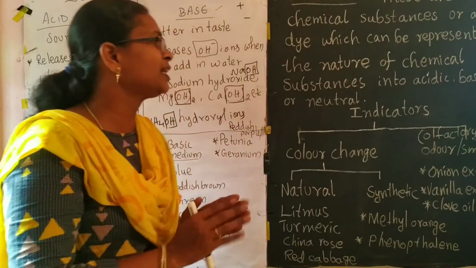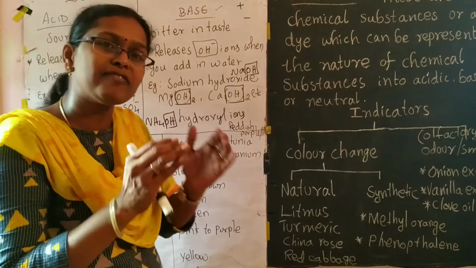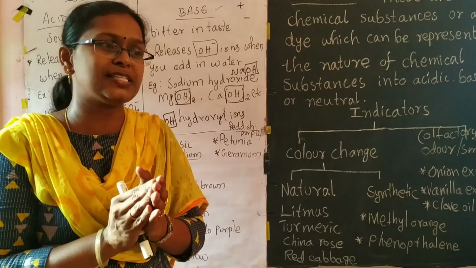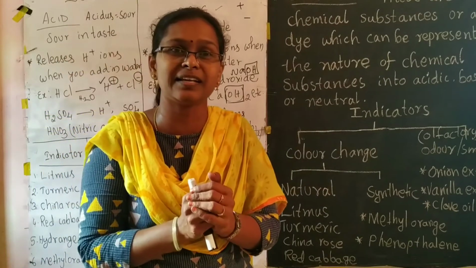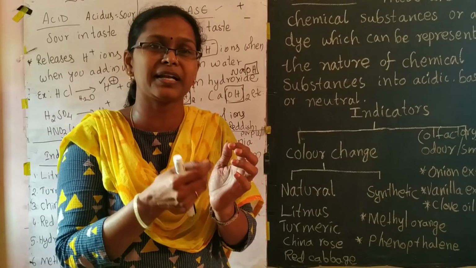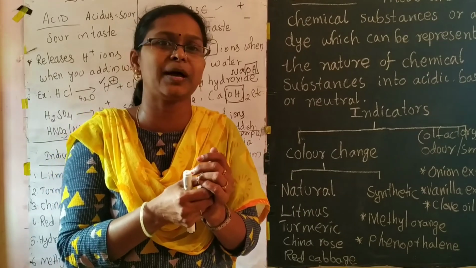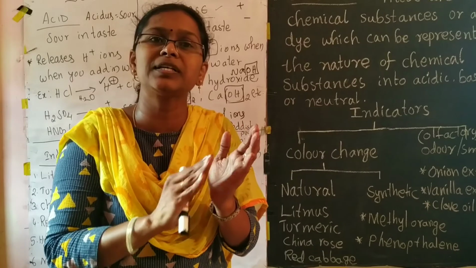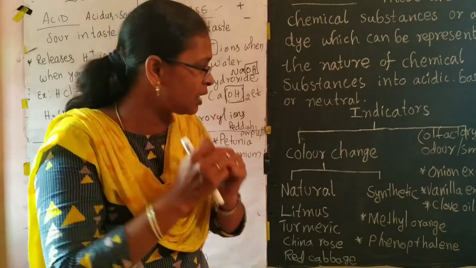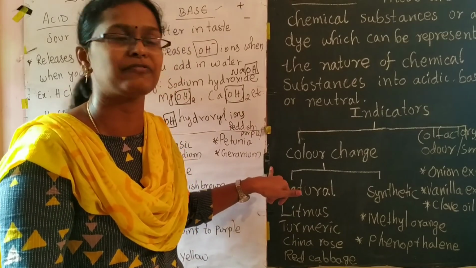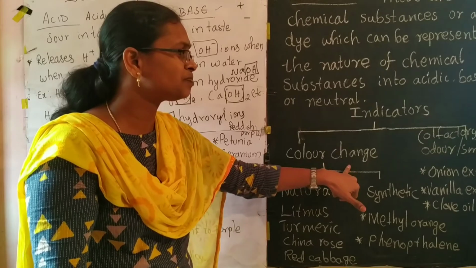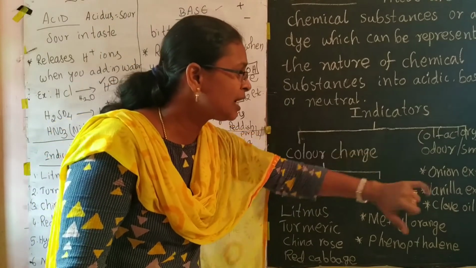In these indicators we have many types. For example, in the Surf Excel ad, suddenly some curry falls on your dress. What will happen when you rub it with soap? It will change color, right? So how does the color change? Those are a specific type of indicators, based on color change, and also odor or smell.